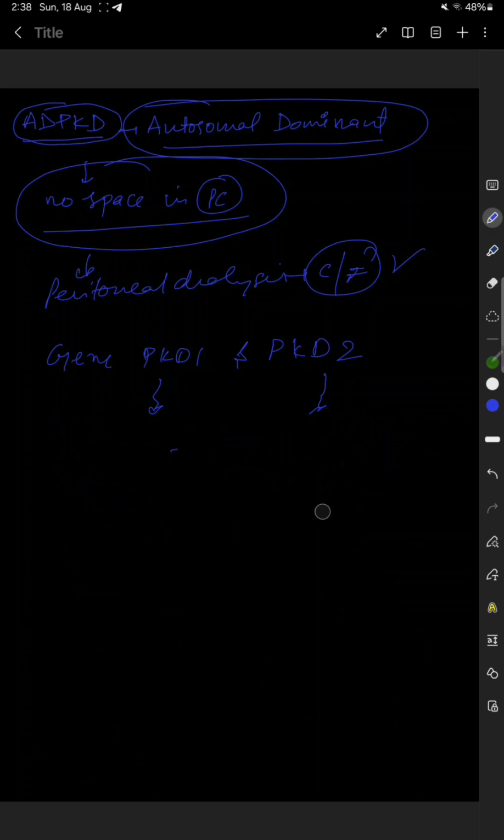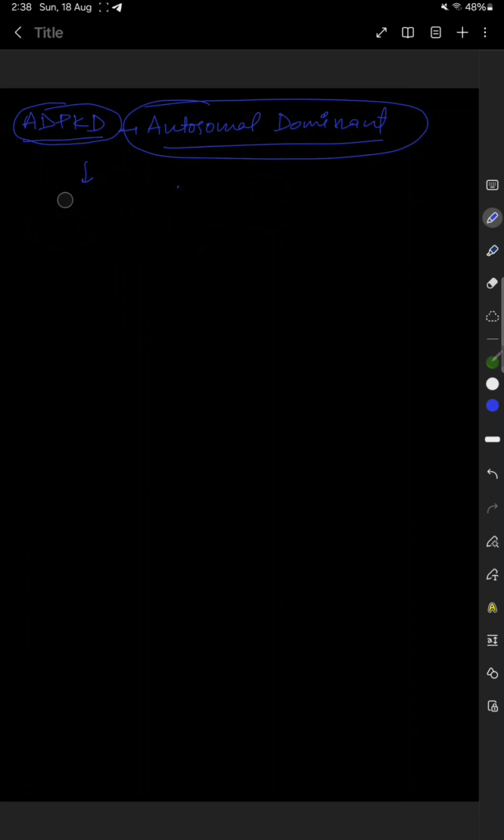Let's come to the clinical features. Clinical features are expressed in every generation, in later phases like 30 to 40 years of age. There will be variable presentation: in one generation at one age group, the person is asymptomatic or develops hypertension later, but it will develop in every generation. There is complete penetrance but variable expression.